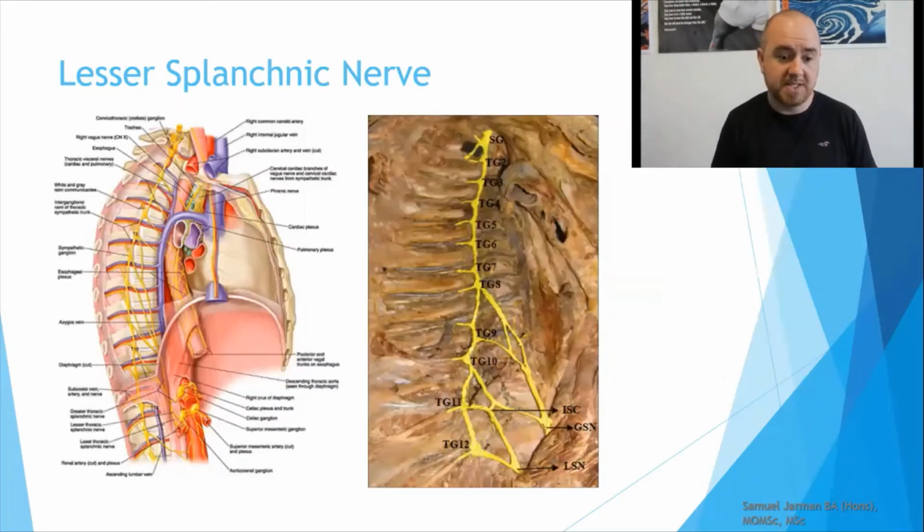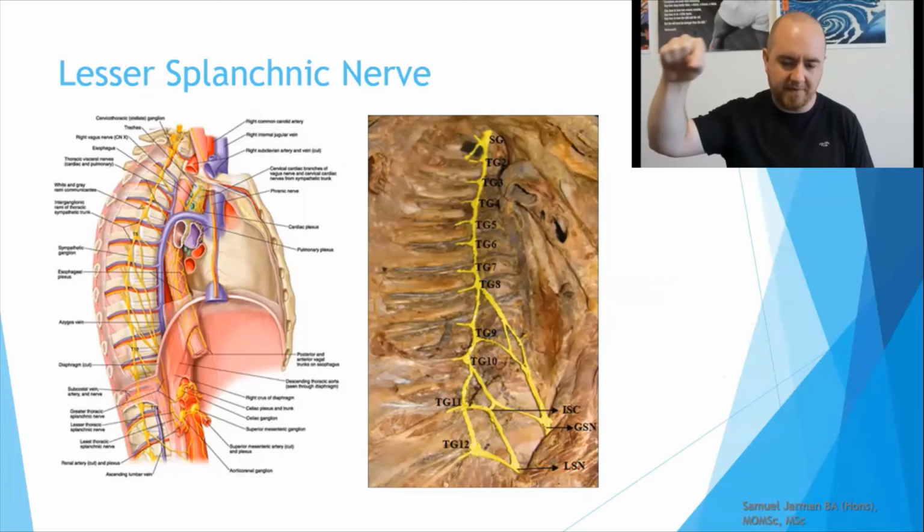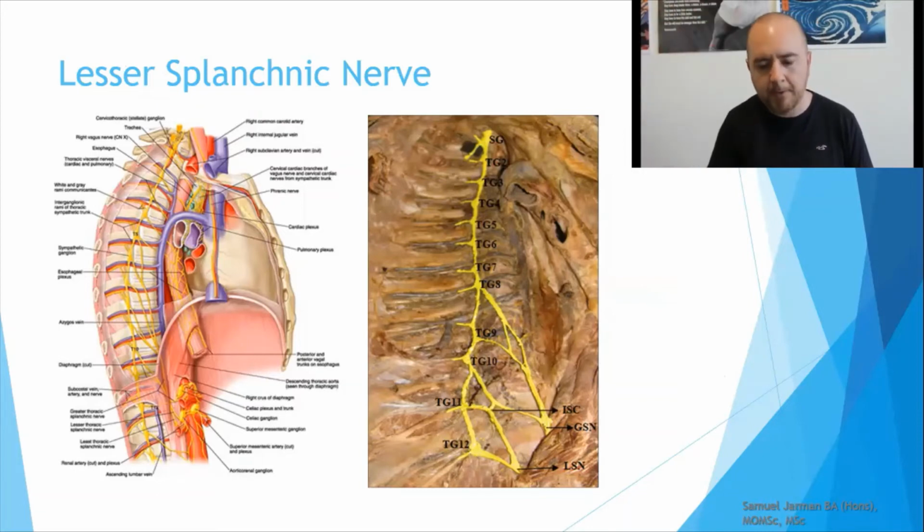Now, the sympathetic side, if you look at the picture on the right side, you see the SG, the stellate ganglion, thoracic ganglion 2, 3, 4, so on and so forth.